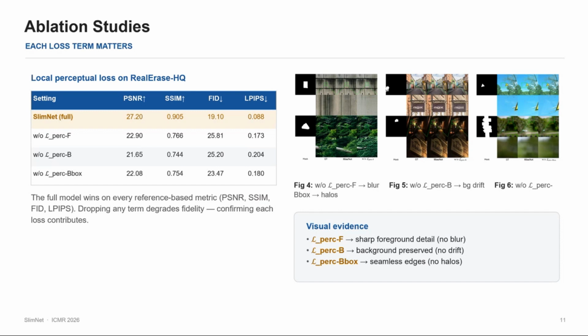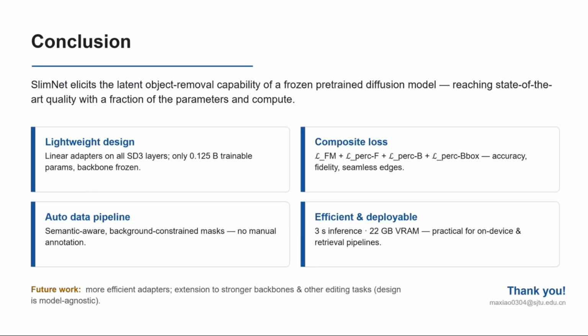To summarize, SlimNet elicits the latent object removal capabilities of a frozen pre-trained diffusion model, reaching state-of-the-art quality with only a fraction of the parameters and compute. Our four takeaways: a lightweight adapter design with 0.125 billion trainable parameters, a composite loss for accuracy, fidelity, and seamless edges, an automatic semantic aware data pipeline, and efficient deployable inference, 30 seconds and 22 gigabytes.